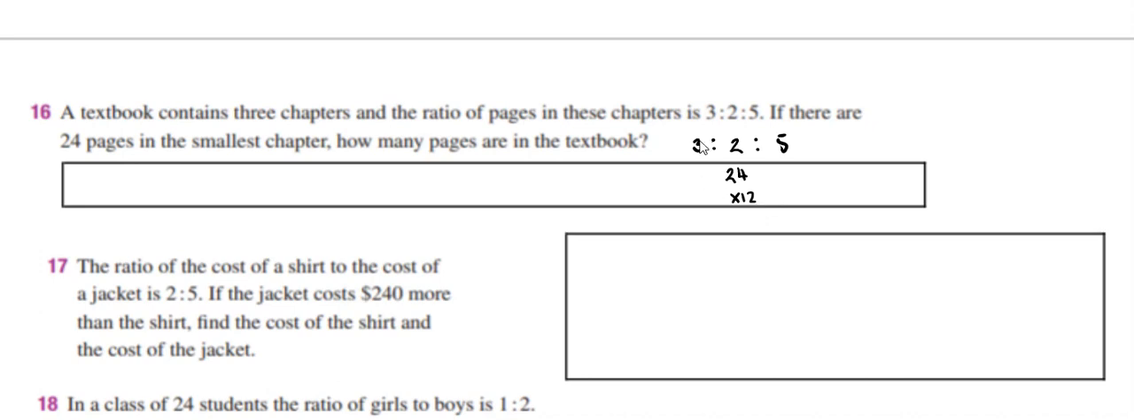So that means we're going to times each of these ratios by 12, so we get numbers in the same ratio. So 3 12s are 36, 5 12s are 60. So that means the total number of pages in the book are 36 plus 24 plus 60 equals 120 pages. So there are 120 pages in the three chapters of the book.